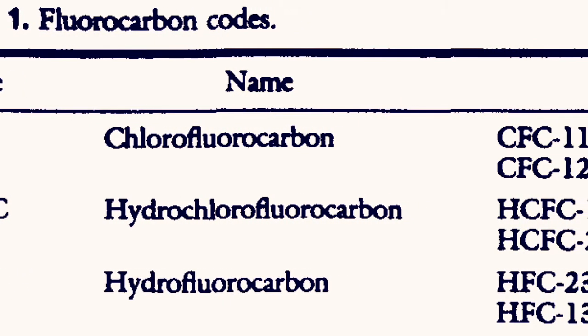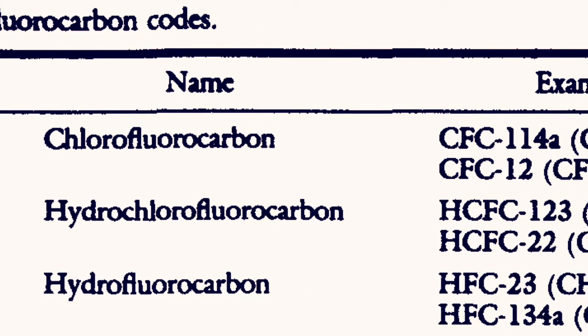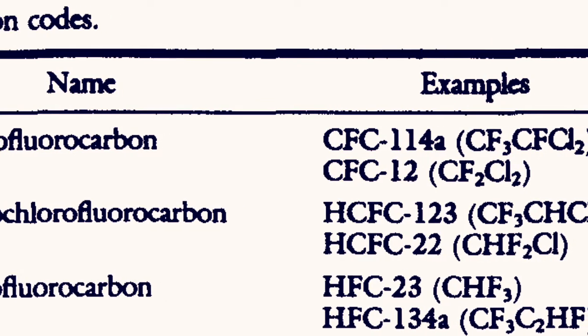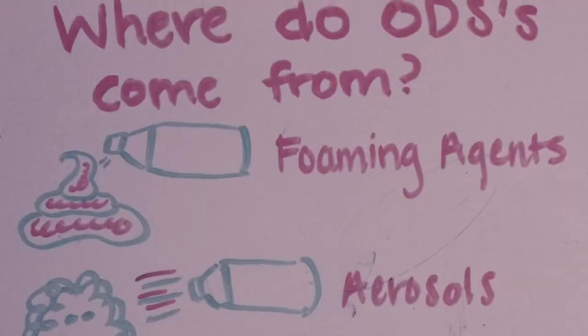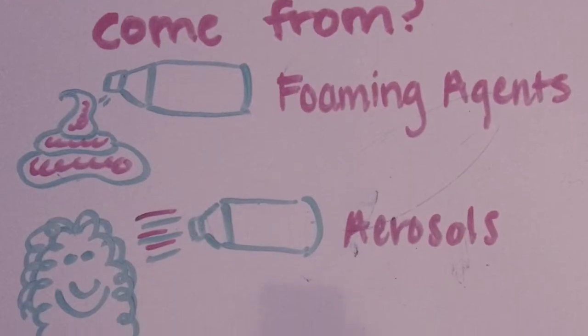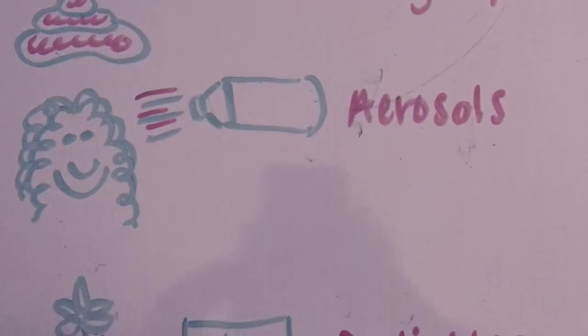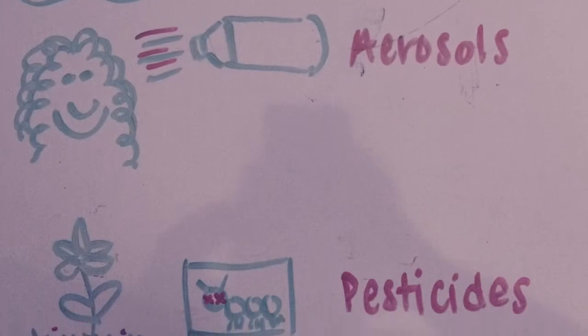Some examples of CFCs are CF3CFCl2 and CF2Cl2. Ozone-depleting substances are commonly found in foaming agents, aerosols such as hairspray, and pesticides.